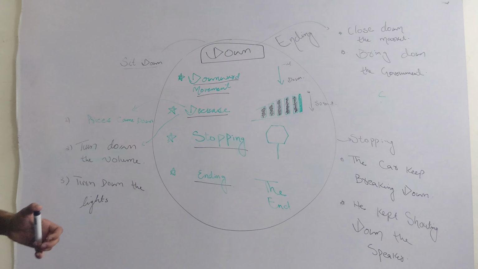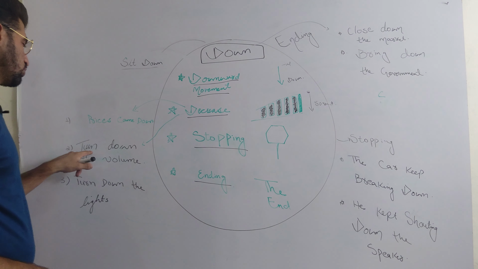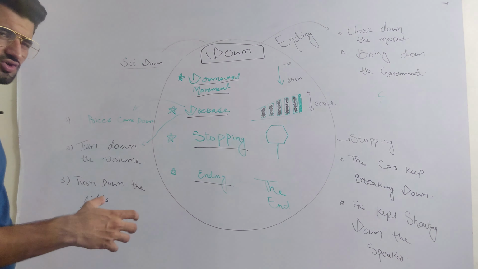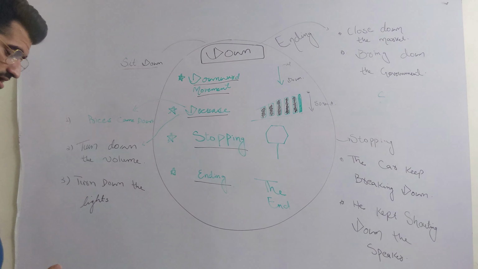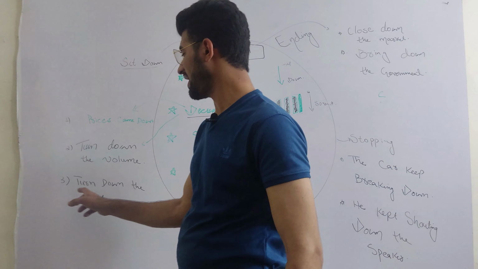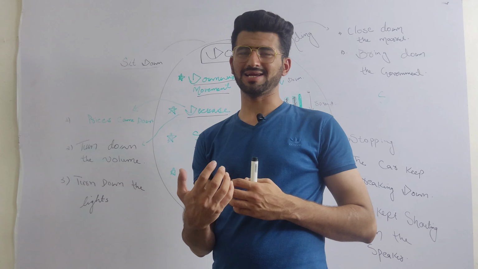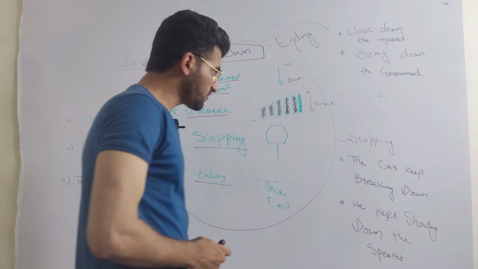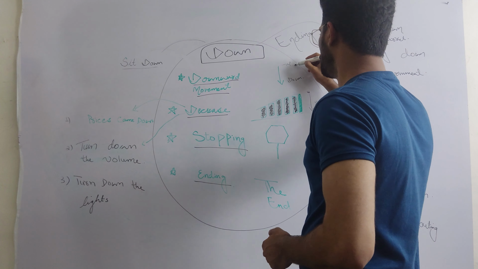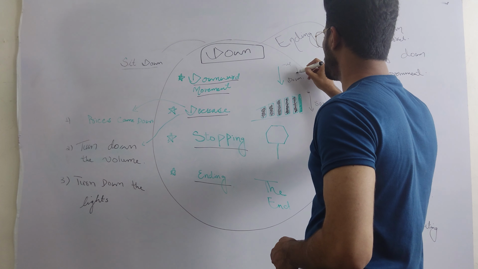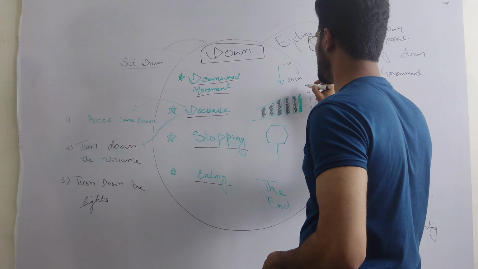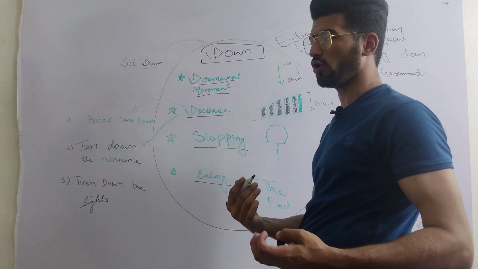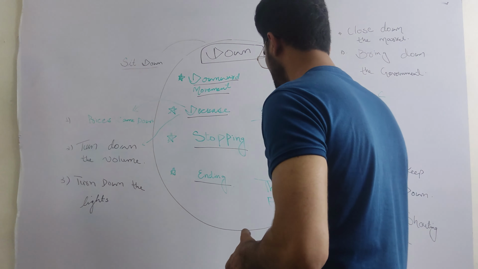Now, for that I've got another phrasal verb, turn down the volume. Turn down the volume means decrease the volume, or I can say turn down the lights. It means I want less light. I hope you got this. Now, coming from top to bottom is downward movement, but beside that we have decrease. But after decrease, we have stopping.